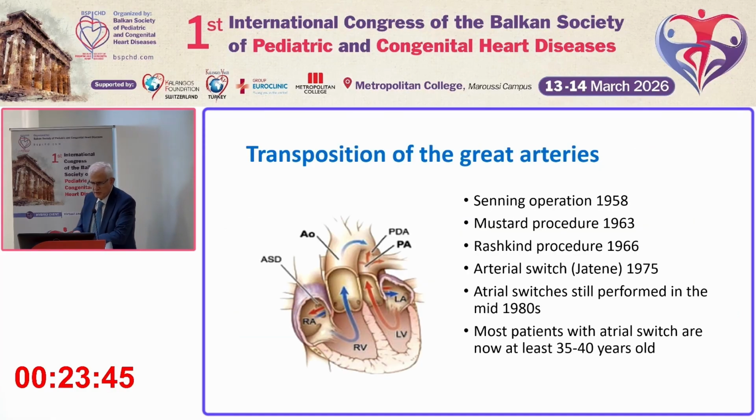Another group of patients with very high incidence of arrhythmias is the patients with transposition of the great arteries. And as we know, these patients, before they started being managed in a modern way with the arterial switch procedure in 1975, introduced by Dr. Jatene from Brazil, were managed with atrial switch procedures, starting with a Senning operation and then the Mustard procedure.